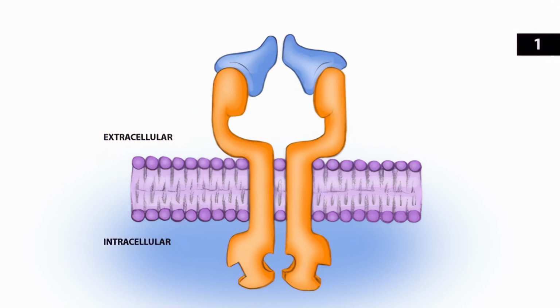For instance, the insulin receptor has 2 alpha subunits and 2 beta subunits. Those subunits are all held together by disulfide bonds, which are very strong bonds. If you need to hold something together very tightly, you're going to use a disulfide bond.